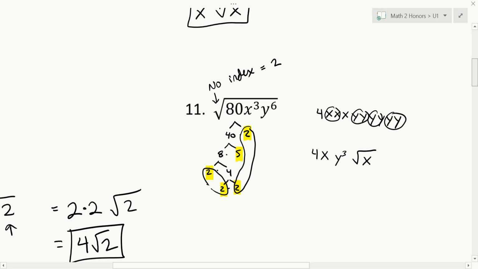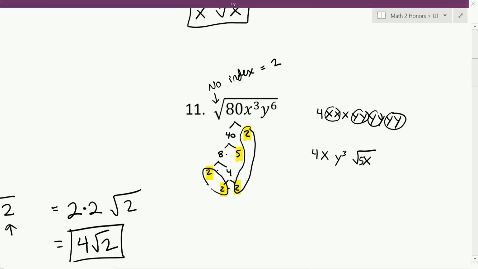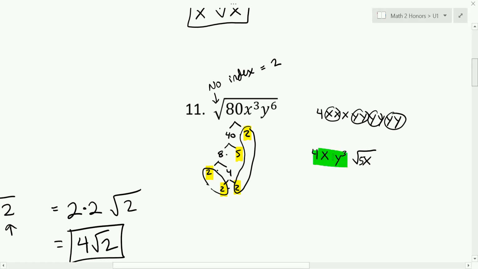But you were right with the y to the third, and then we want the 5 in there. Okay. Good job. I'll put this up there. All right. So we should be getting 4x y to the third square root 5x. Right there. Any questions on that one?